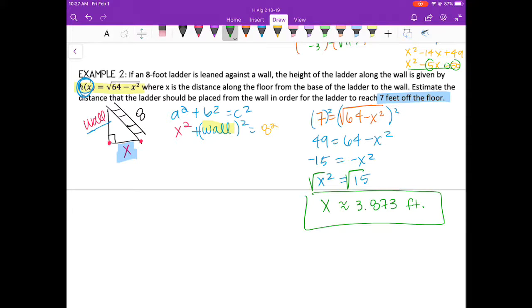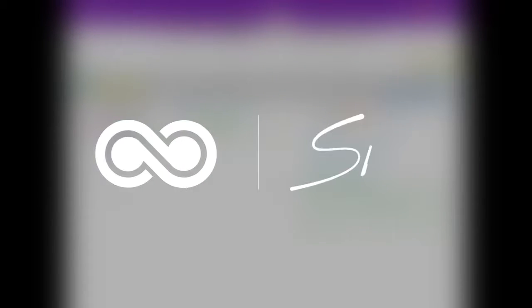So as we are going through and solving radical functions today, know that we can model a lot of real world situations using radical functions. So keep that in mind.